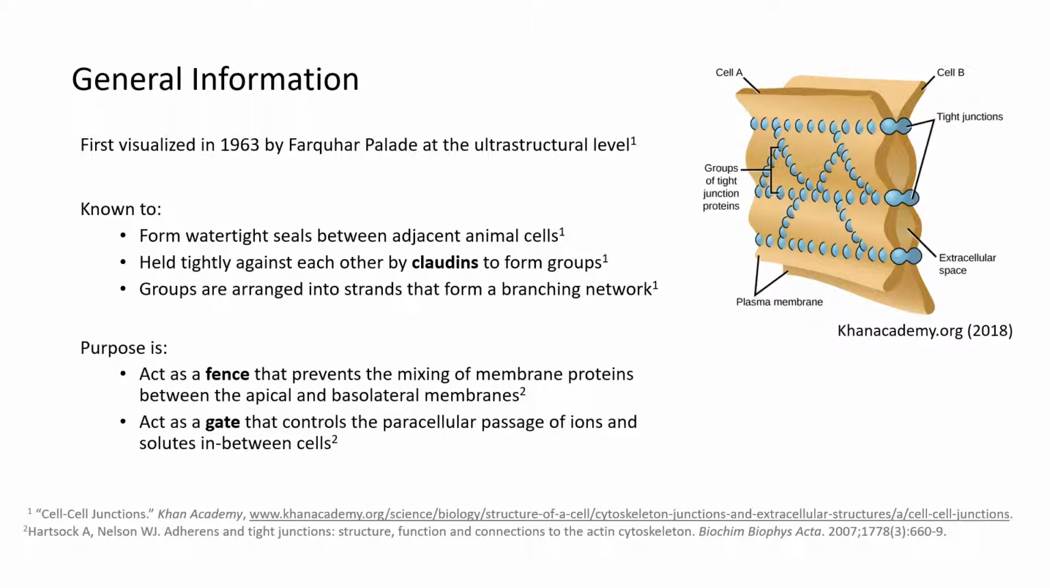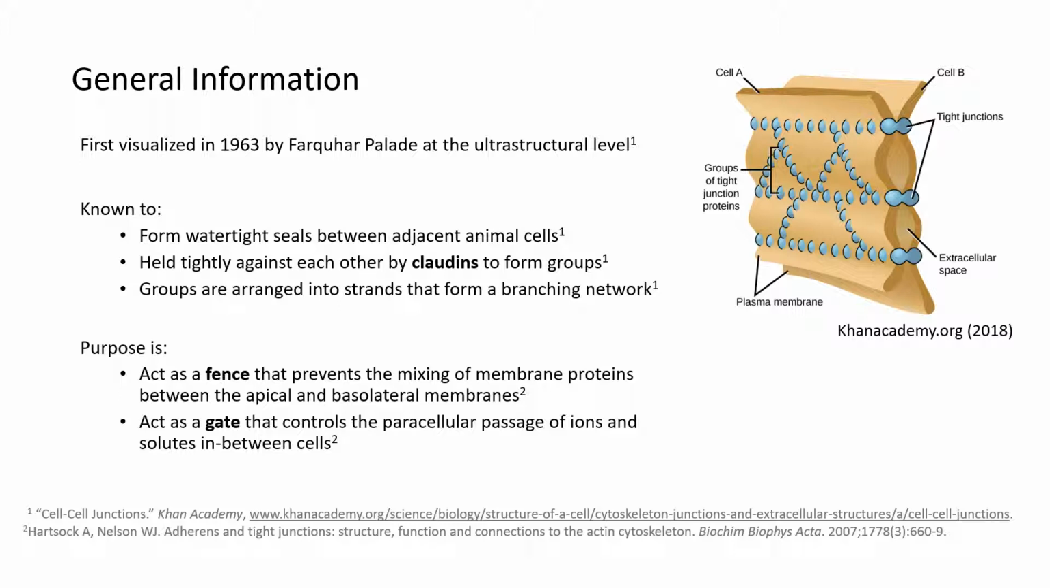And these tight junctions are held tightly against each other by claudins, which are proteins, to form groups. You see groups of tight junction proteins in the picture. And these groups are arranged into strands that form a branching network. And the more strands there are, the tighter the seal will be.